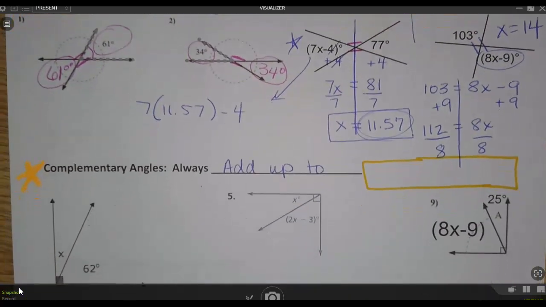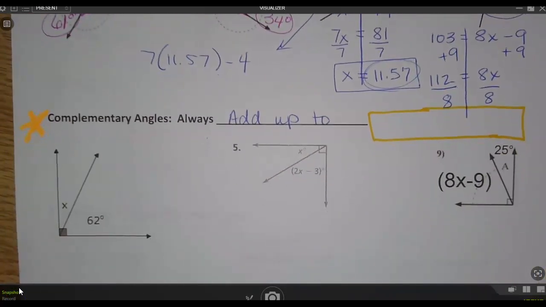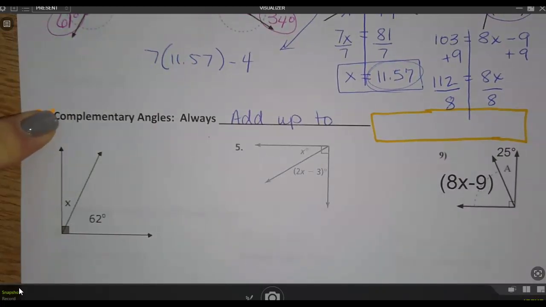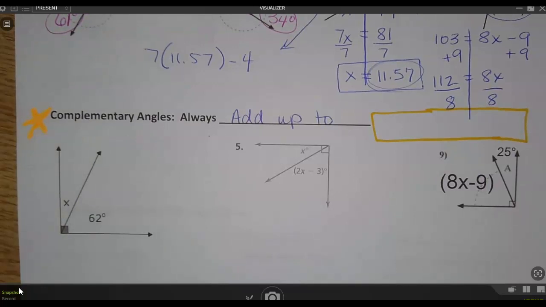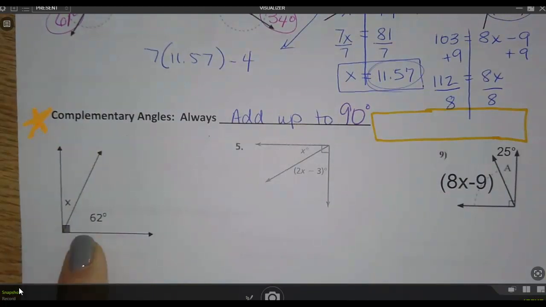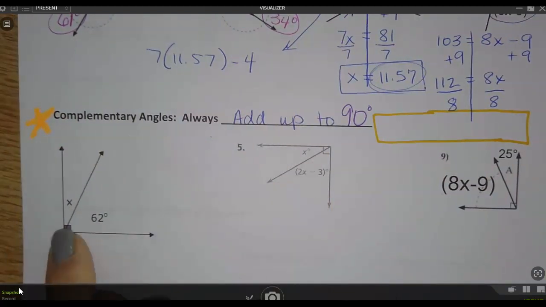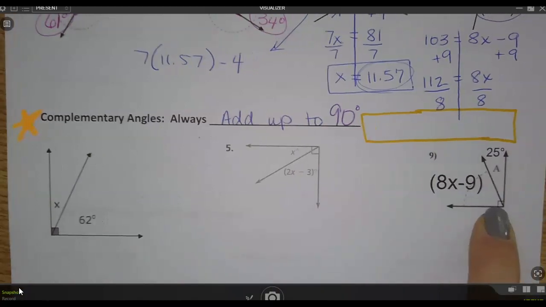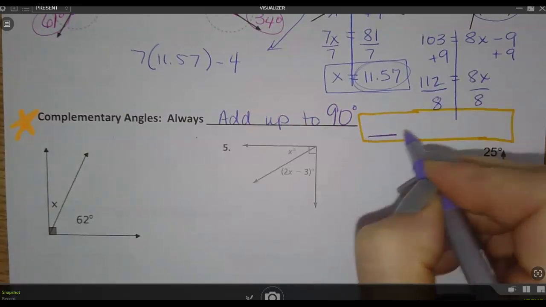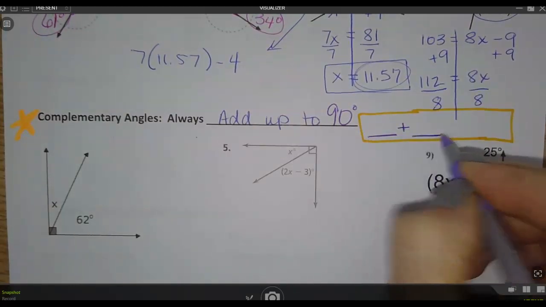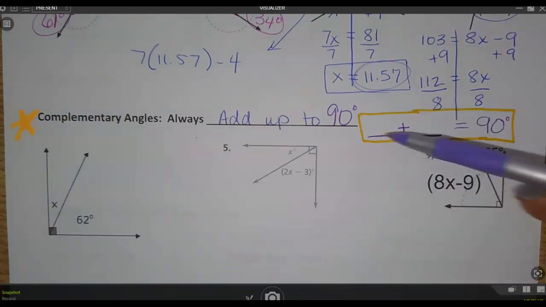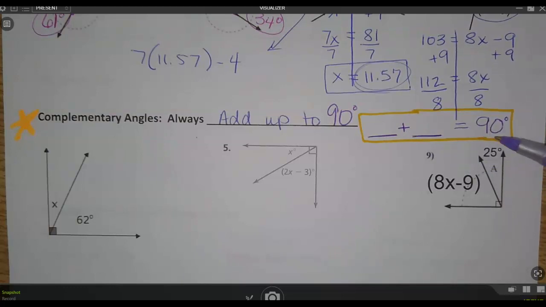Okay, the next kind of angles we talked about in the last video were complementary angles. So we know complementary angles always add up to 90 degrees, right? So anytime I see two angles that make a right angle, or I know that they add up to 90 degrees because I can see that in the picture, or if they just tell me that they're complementary, I'm going to take those two angles and add them together and set it equal to 90. That will be my equation. Those two angles have to add up and make 90.